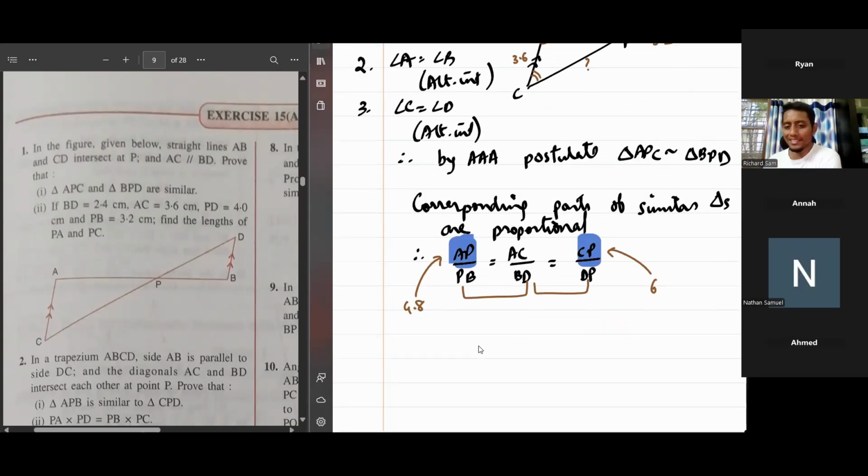You will write the statement. When you only take these two ratios, you write there "taking required ratios," because you're not taking all three, you're only taking two. So then you're taking only the required ratios. That is AP upon PB is equal to AC upon BD. And there you substitute the values and find the missing value. So just remember to write that statement: taking required ratios.